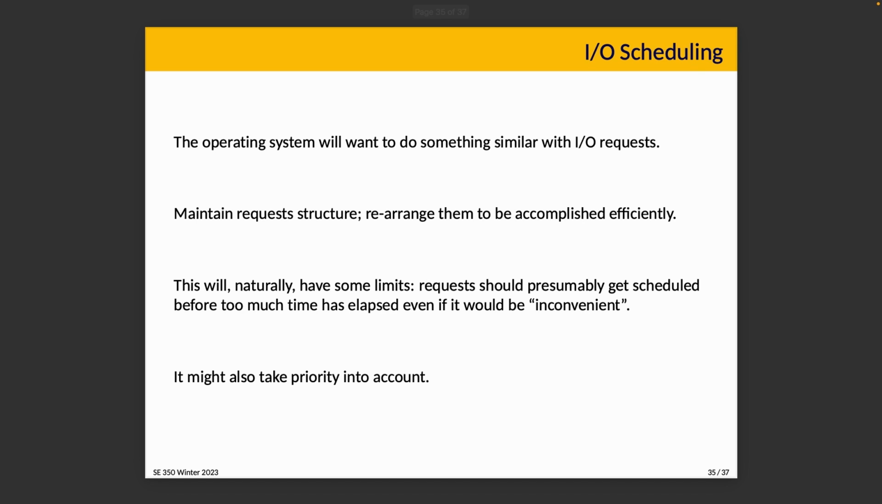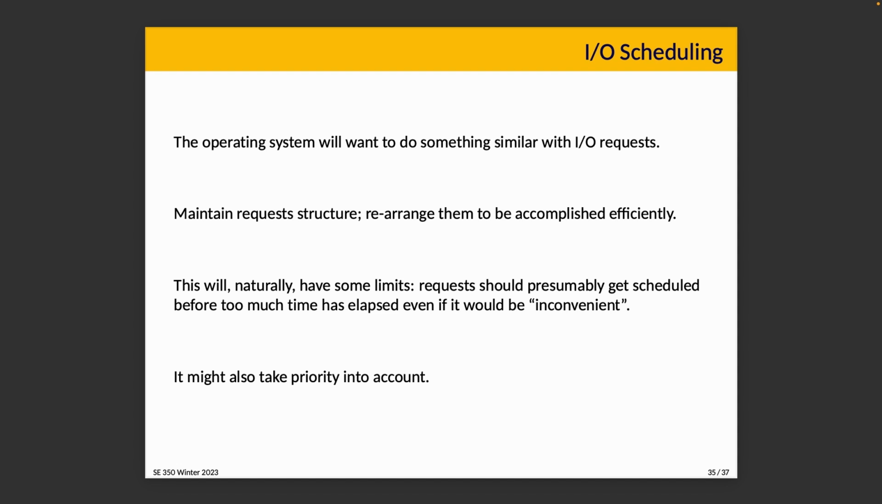So the operating system will want to do something with I/O requests to try to make them as efficient as possible. This may require rearranging some things. It might require doing them in a different order than had originally been foreseen. That's fine, as long as some request structure is maintained so that you have an idea of what requests are present and when you intend eventually to do them. This is going to work.